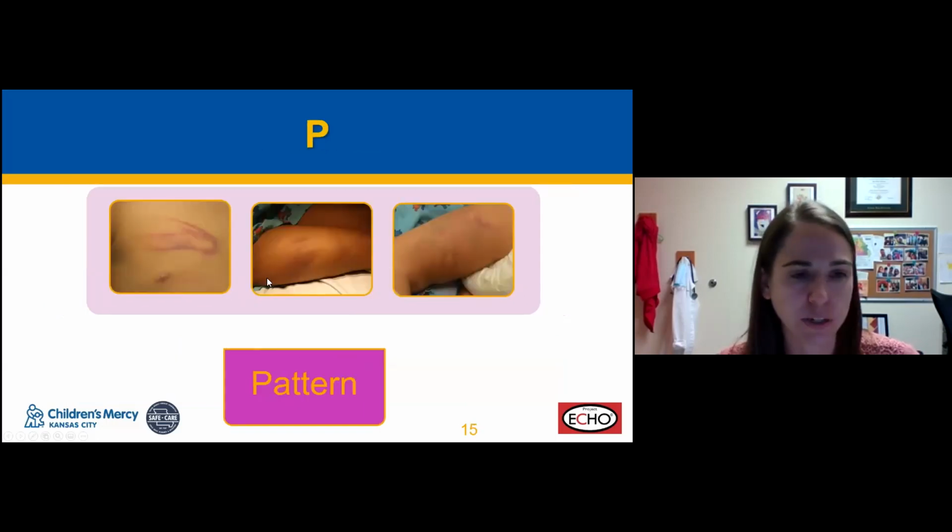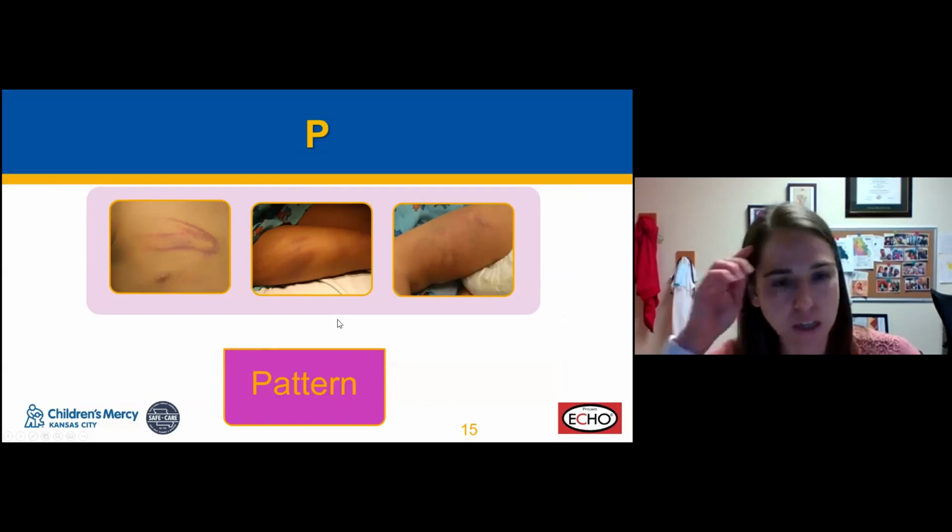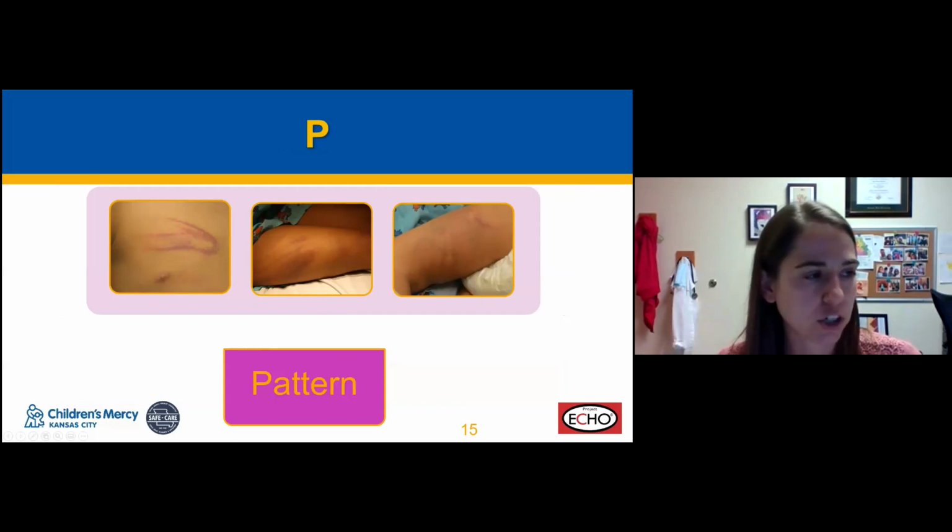And then P, I just threw up a couple examples of patterns. This is a loop mark from a belt. This child, you can see some long linear appearing bruise marks with sparing in between. That child was actually hit with a back scratcher. And then this one has that similar appearance of linear bruised marks with sparing, but they're a bit shorter, and this is more consistent with fingers or a hand slap.